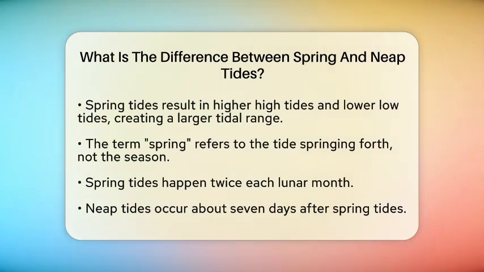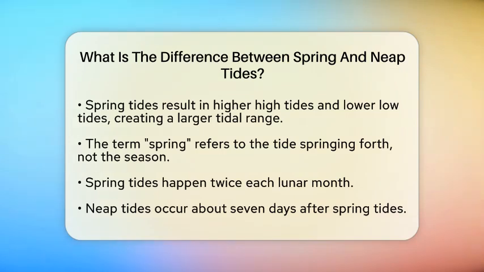The term spring refers to the tides springing forth, not the season, and these tides occur twice each lunar month. On the other hand, neap tides occur about 7 days after spring tides. This happens during the first and third quarter moon phases, when the moon and sun are at right angles to each other relative to Earth.